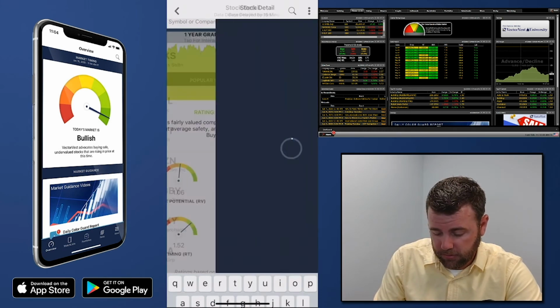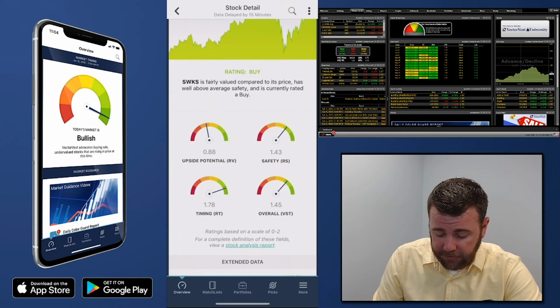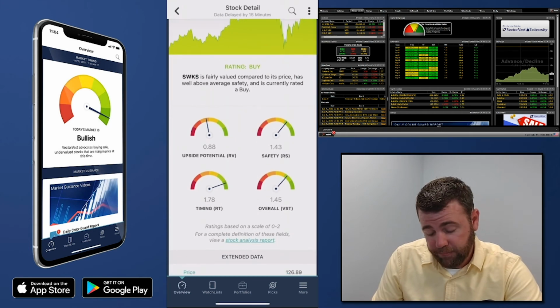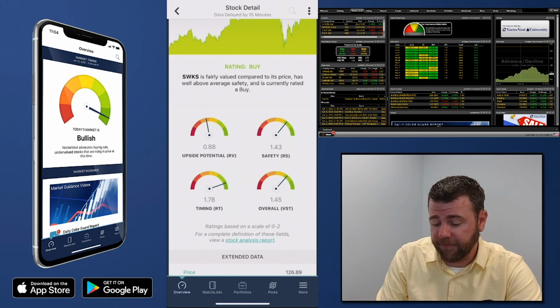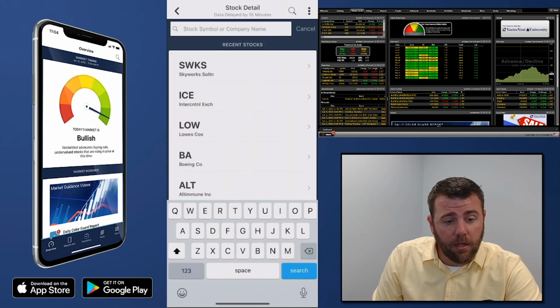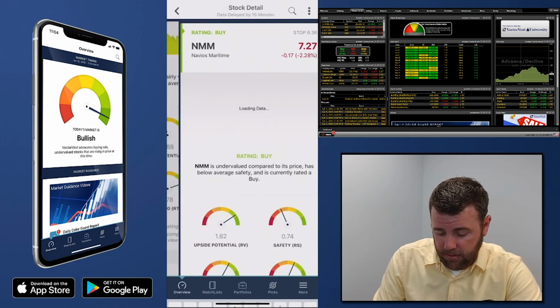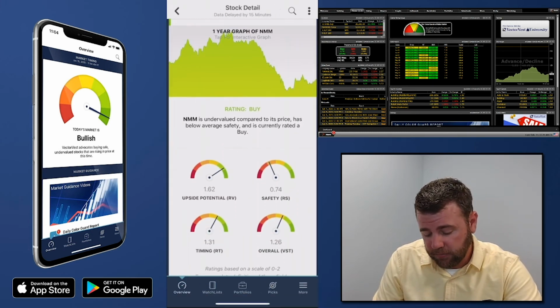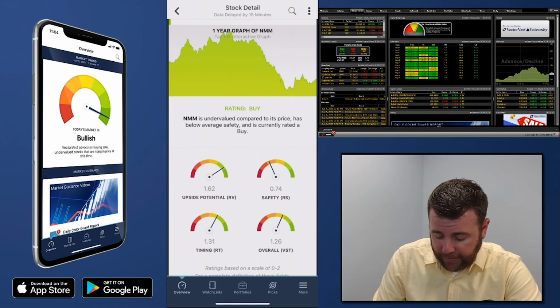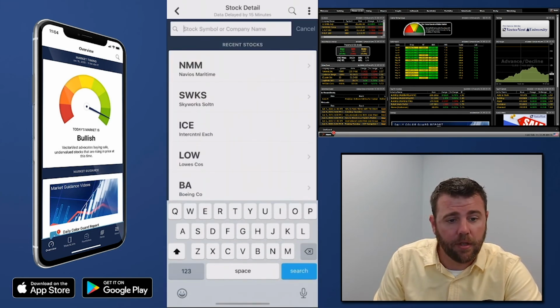SWKS. Poor long-term potential, but pretty decent fundamentals. Nice consistent earnings performance, so pretty safe stock. Really strong momentum play right now as well. Therefore, the stock is favorable. NMM. Great long-term potential, but a lot of risk to get to that potential. Nice steady uptrend on a short-term basis. Therefore, the stock's favorable.